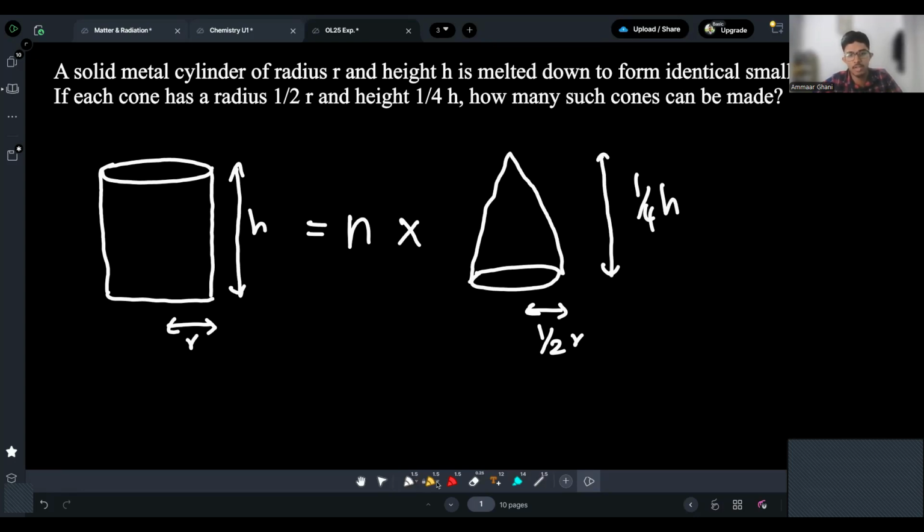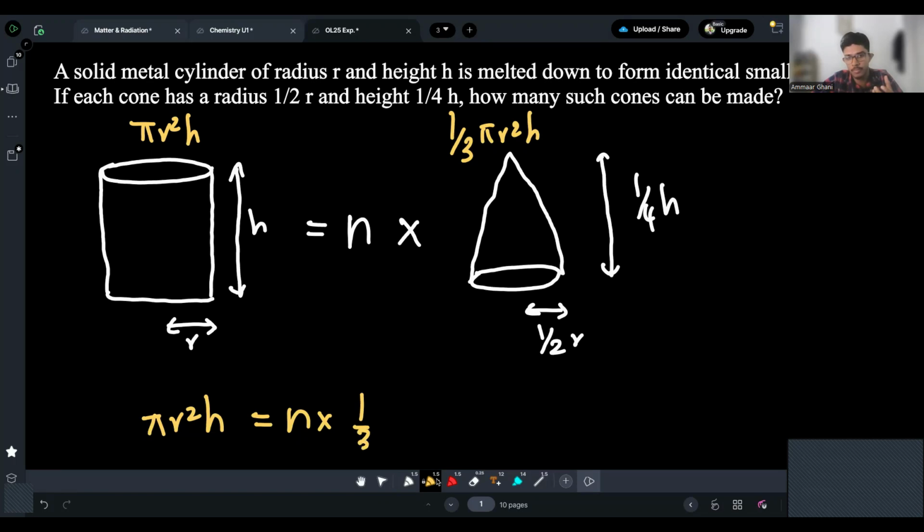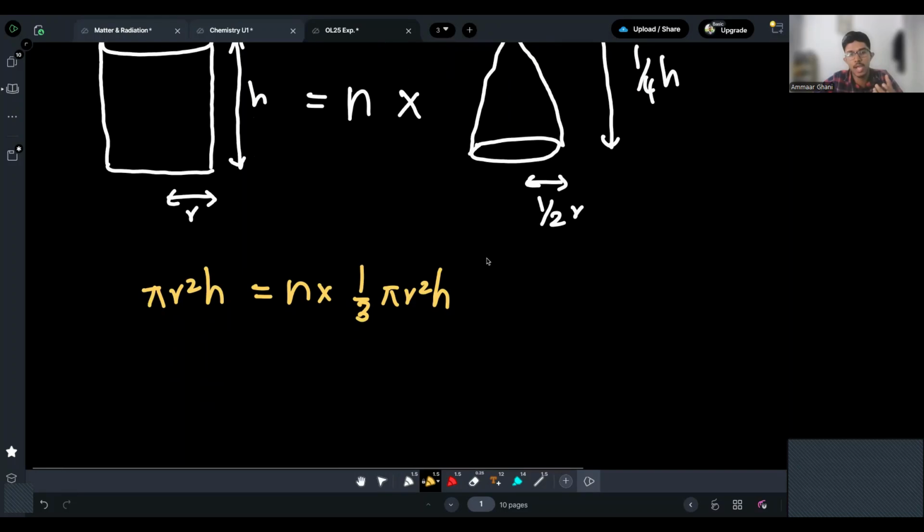So now let's write the logic. First of all, in our part 2 paper, most of the time they give the formula for volume of a cylinder and volume of a cone if they are giving this question. But we all know that volume of a cylinder is pi r squared h and volume of a cone is 1/3 pi r squared h. So first we write a simple relationship: volume of the cylinder is going to be equal to n number of volume of cone, 1/3 pi r squared h. And then you actually replace the real radius and height.